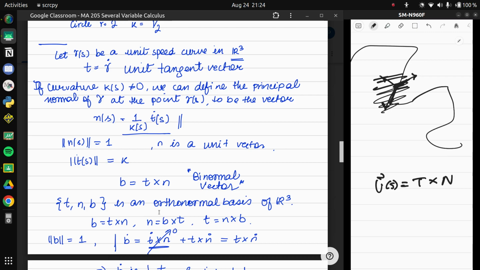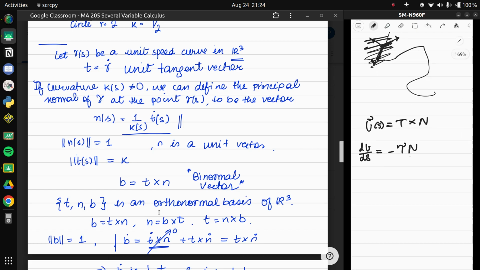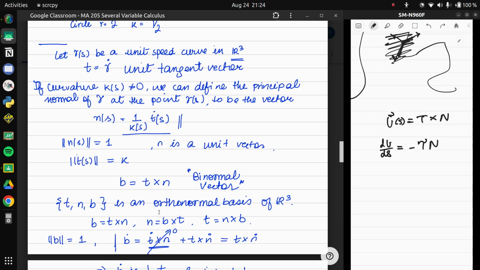So this vector will in fact change with s, right? So how it changes is what gives us the torsion thing. So essentially, dB upon ds happens to be in the direction of minus n, so it's minus tau n, where tau is the torsion. Now, how does this happen? Why is this even happening? Just take a derivative of this stuff.